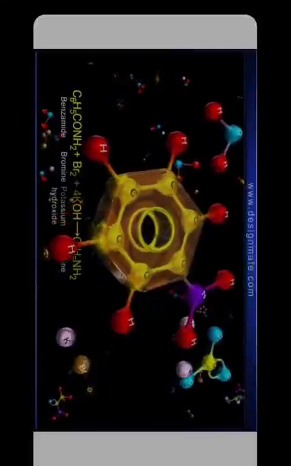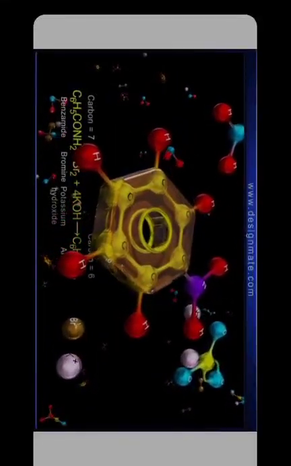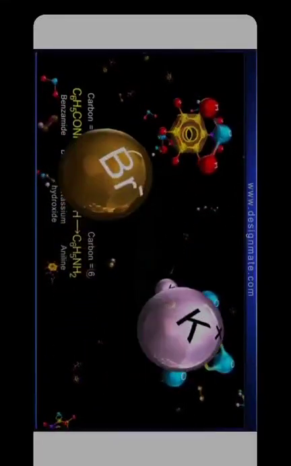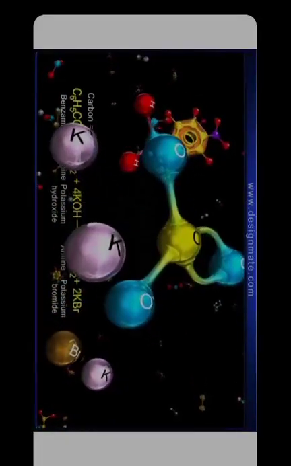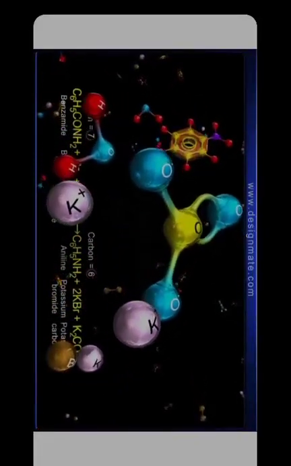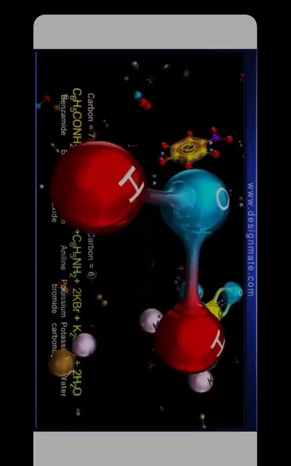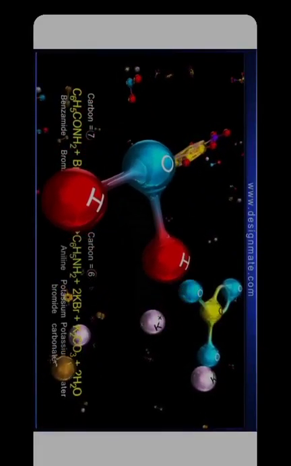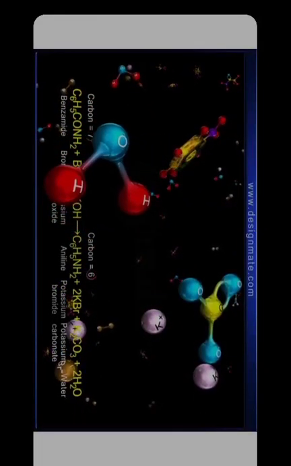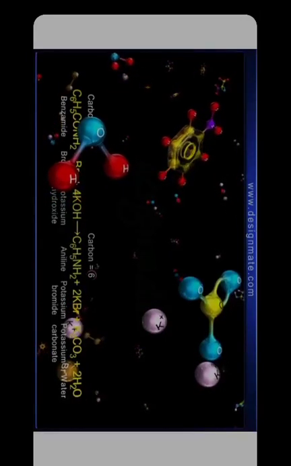Similarly, benzamide gives aniline with one carbon atom less, along with potassium bromide, potassium carbonate, and water. It may be noted that this method produces only primary amines.